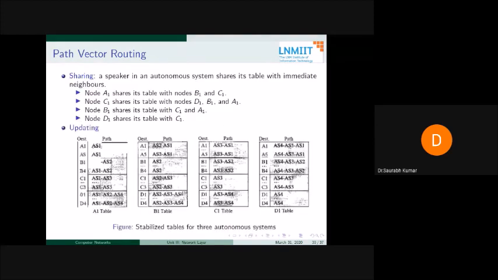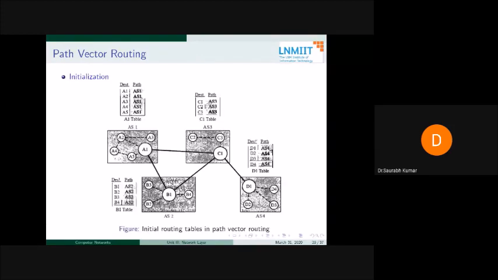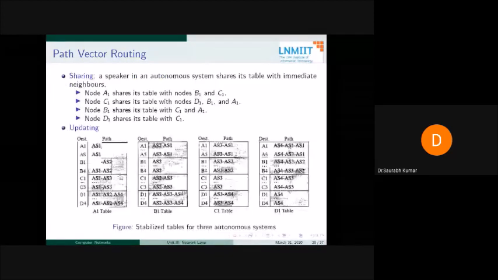Then the third part is the updating. So what happens in updating? Whenever a speaker node receives a 2-column table from a neighbor, it updates its own table by adding the nodes that are not in the routing table, adding its own autonomous system and also the autonomous system that is sent by the table. By the table you will be able to understand very clearly. When A1 receives some information from B1 and C1, A1 will understand that if A1 wants to go to C2, it has to go to C1. If it goes via B1, it is possible, but it is not the shortest path. From A1 to B1 is possible, A1 to C1 is possible. Similarly, the updating will be done.